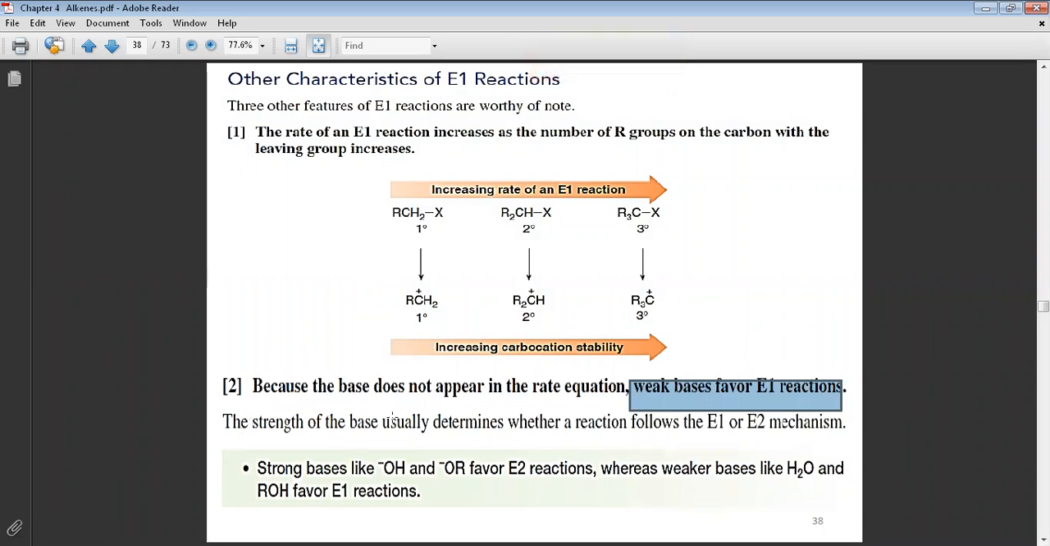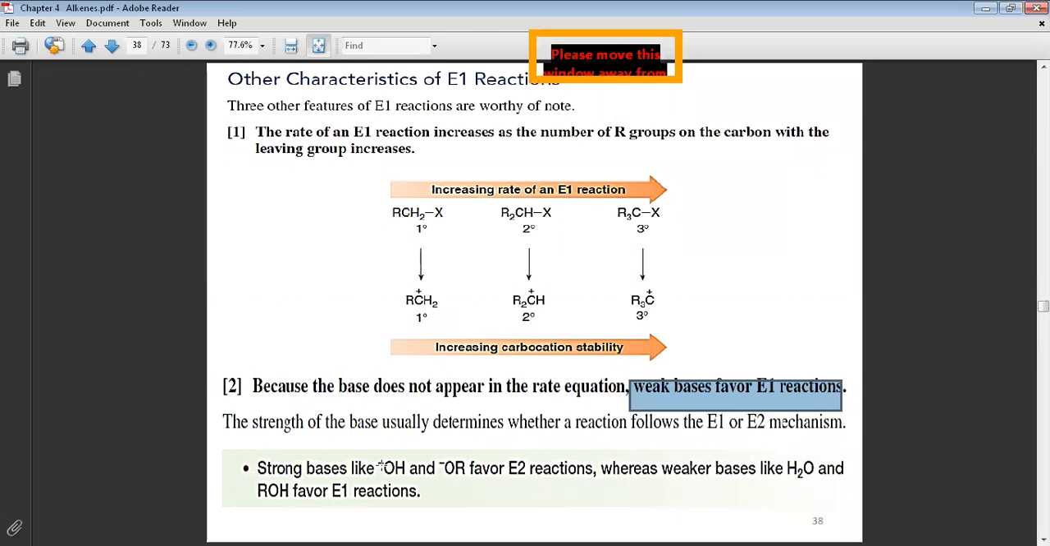And the strength of the base usually determines whether the reaction will be E1 or E2. That means if you have a reaction with a strong base and it says elimination, then directly it will be an E2 reaction. And if you look at your base like water or alcohol, a weak base, directly your reaction will happen by E1. Very easy. Just look at the base. Strong base, E2; weak base, E1.